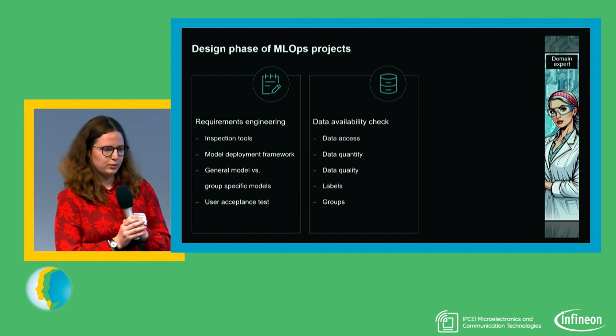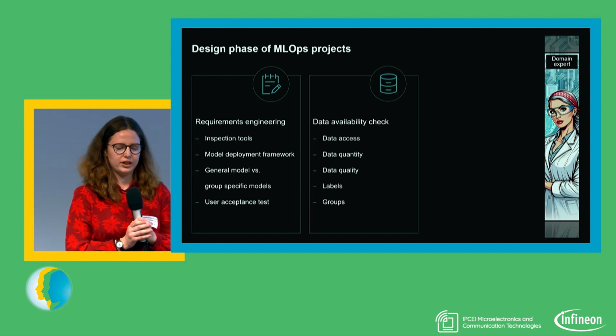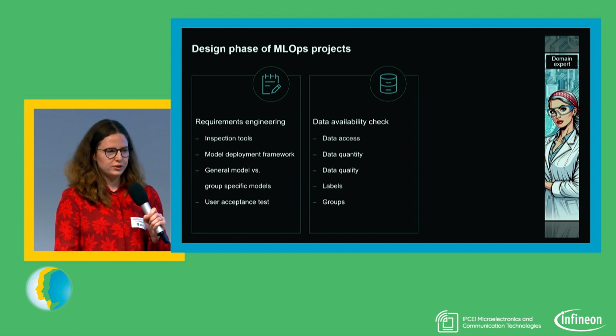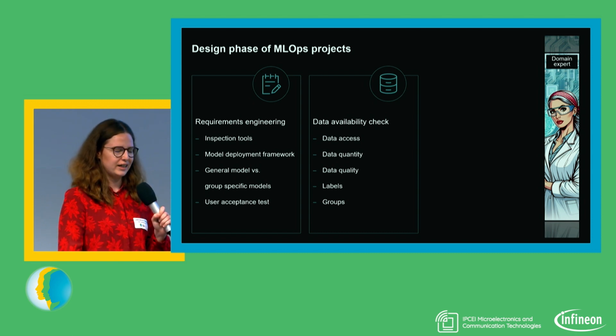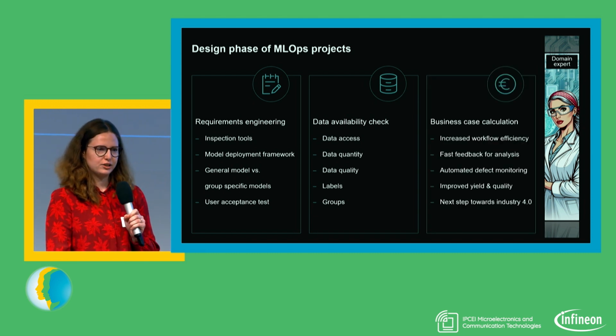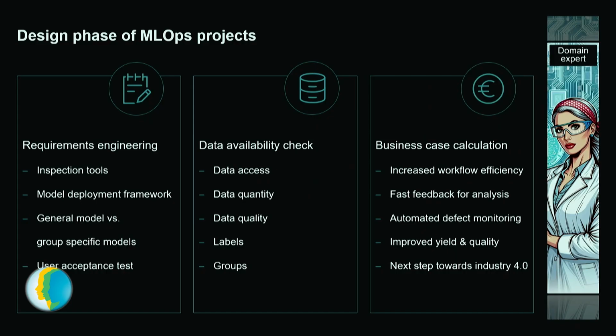For the data availability check, we need to check the data access, as well as whether we have the right quality and quantity of the data. We need to group the data and label them later on. Lastly, we also have the business case calculation, where we need to make sure why this model helps to improve our current situation in the factory and how it leads towards an improved yield and quality.